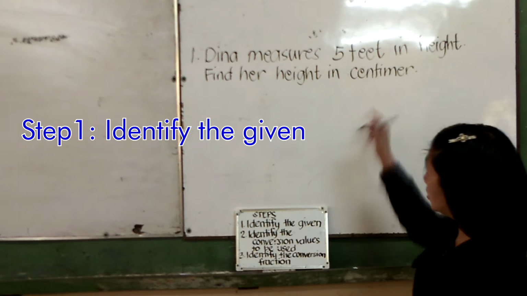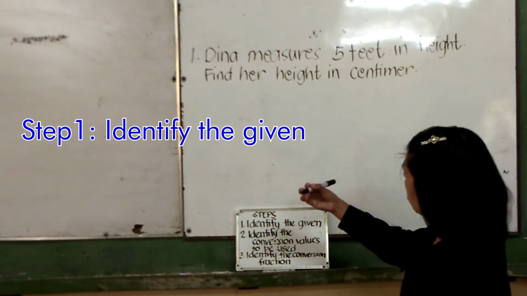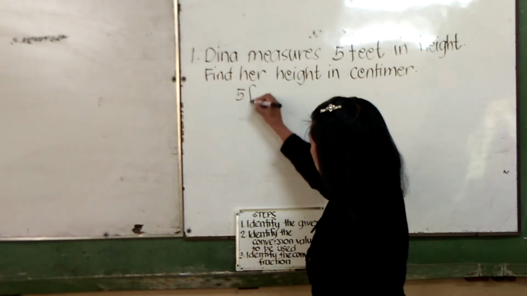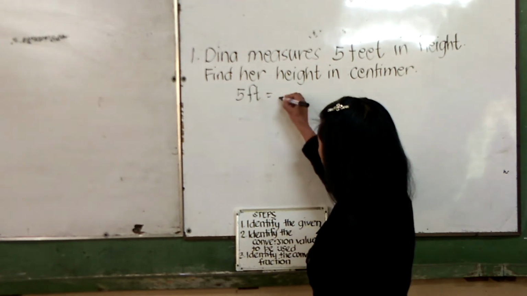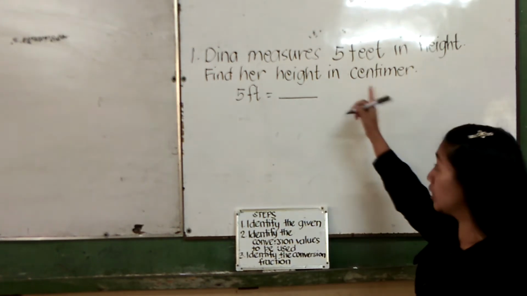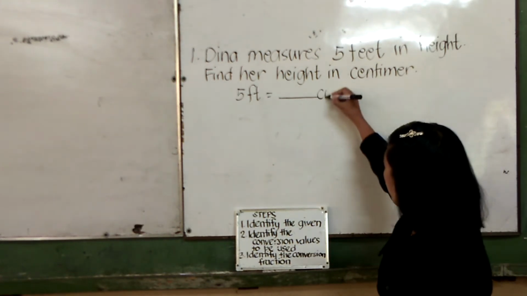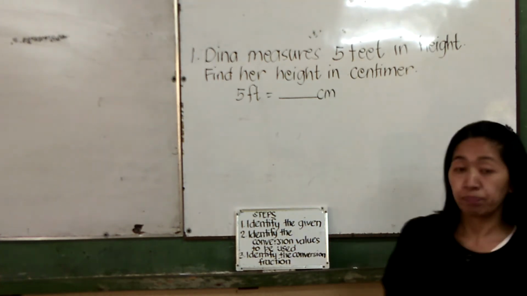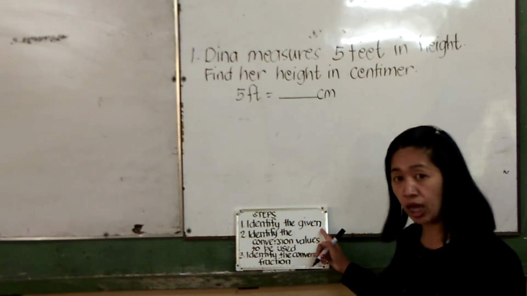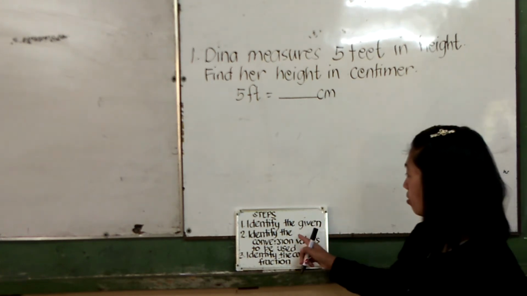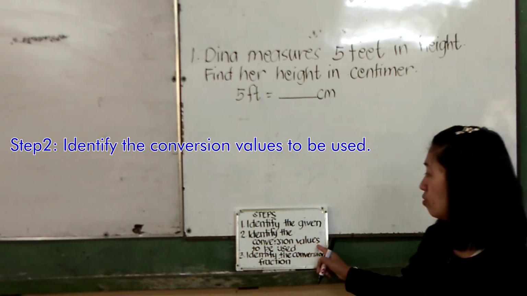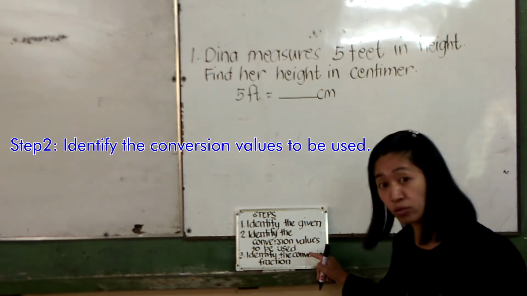Okay, so let's have here the example number 1. So let's identify. So 5 feet. Then we will find the height of Dina in centimeters. So we'll write centimeter here. Okay, that is the step number 1. We need to identify the given. Then number 2, we need to identify the conversion values to be used.